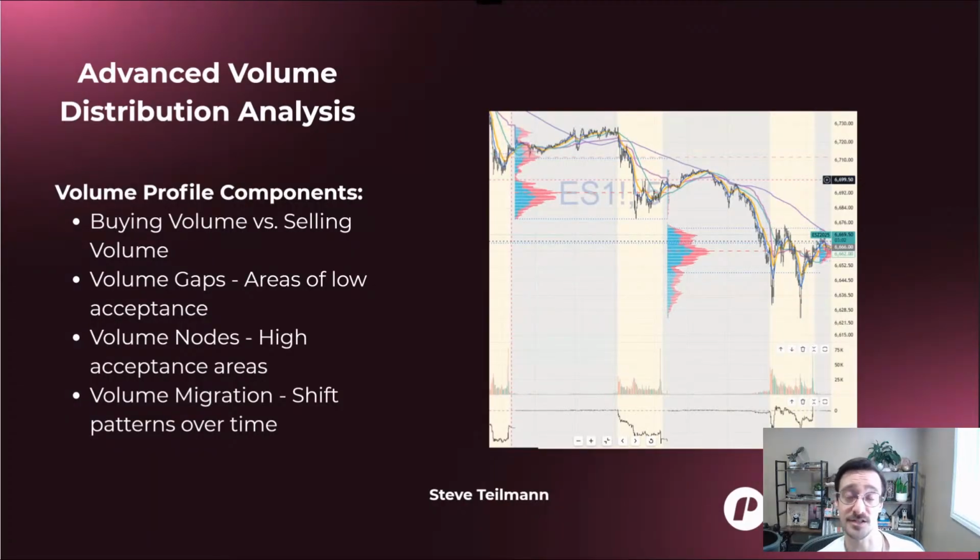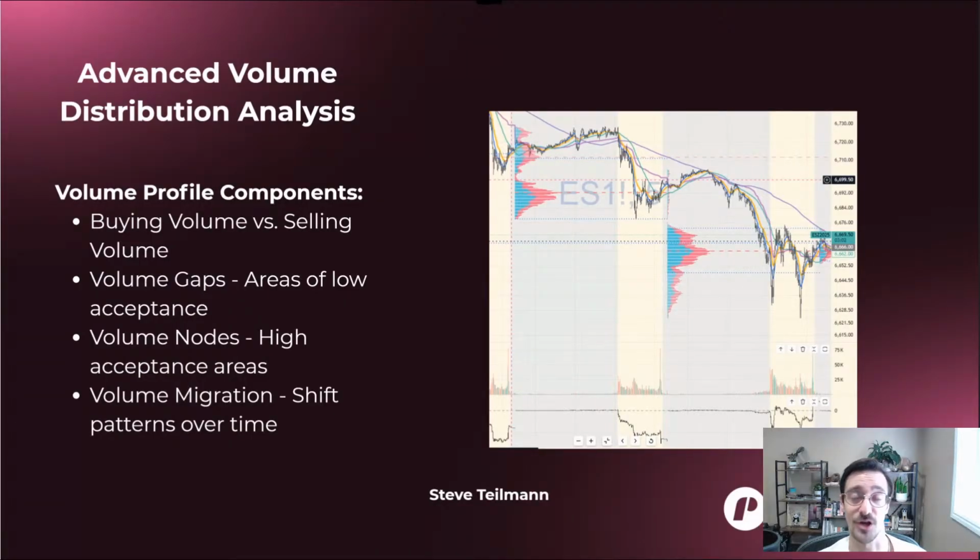What this means for us is that these are areas that can cut through really quickly. So if we get a back test of our point of control and we find buyers there, we can shoot up into that area of low acceptance and just get a really nice clean move. And that's what we're all after, right? Nobody wants to get caught in a chop box. It just doesn't feel good. So that's why we look for volume gaps and also volume nodes.